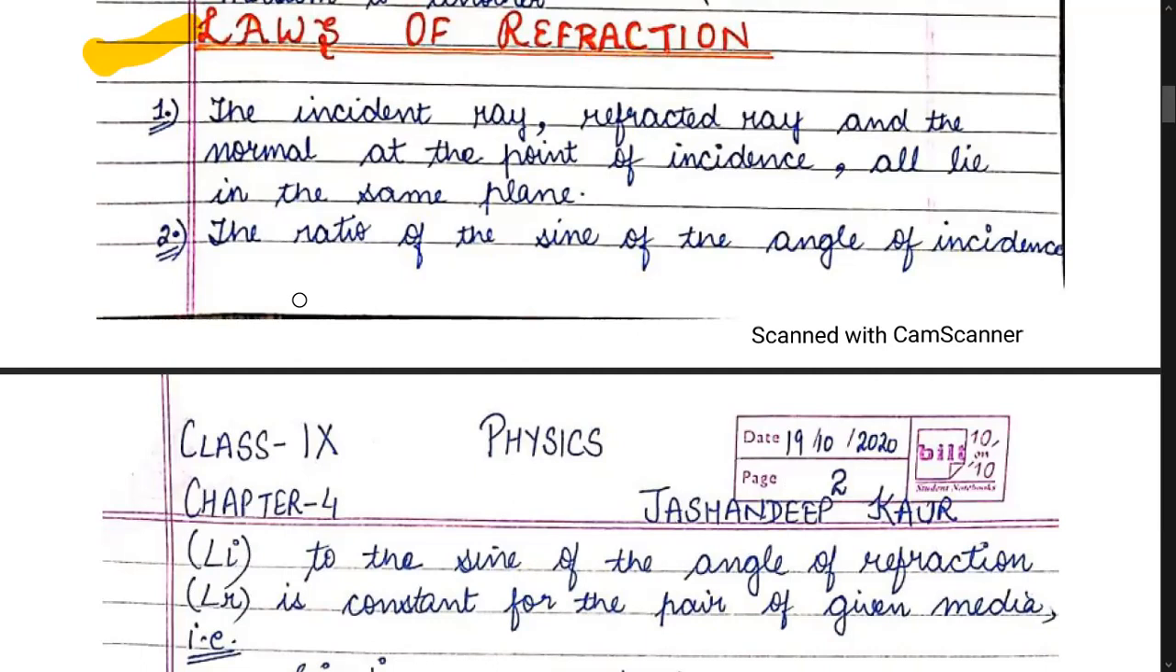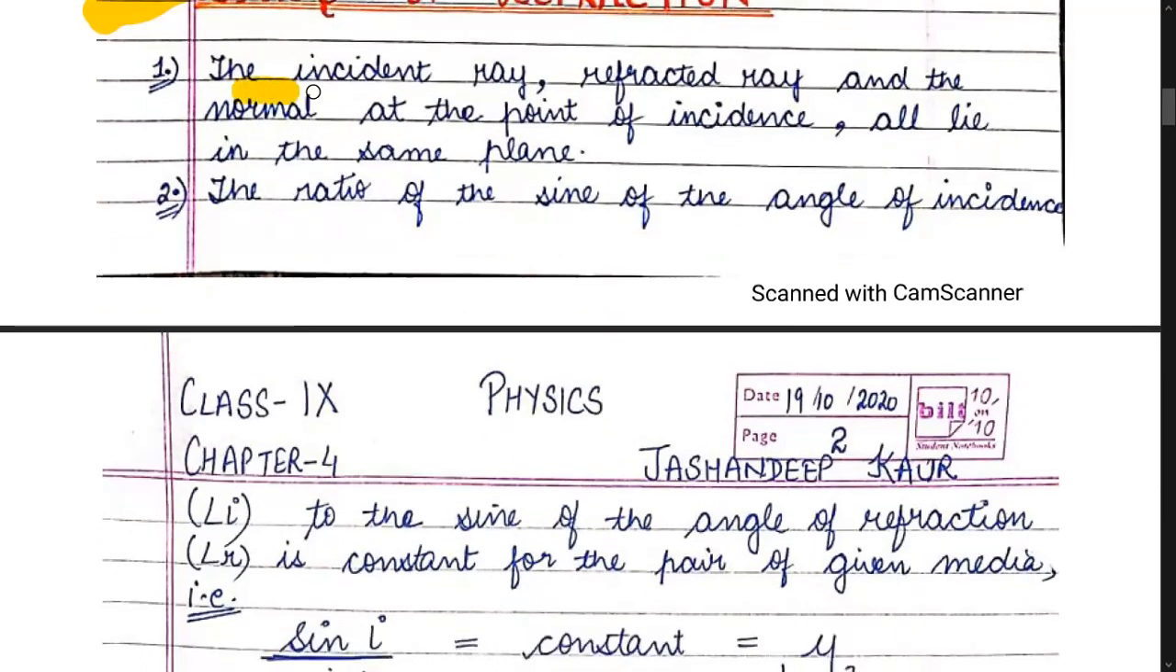First law states that the incident ray, refracted ray, and the normal at the point of incidence lie in the same plane. That is, incident ray, refracted ray, and the normal lie in the same plane at the point of incidence.